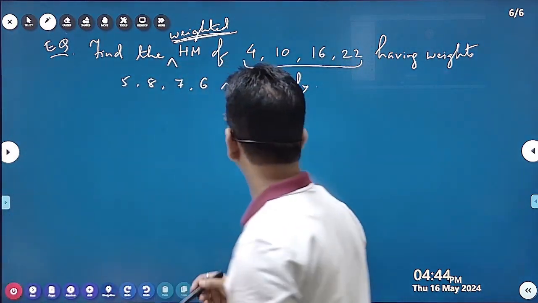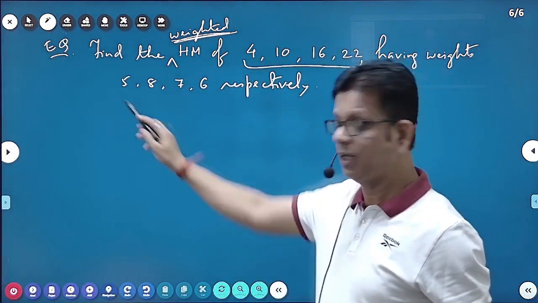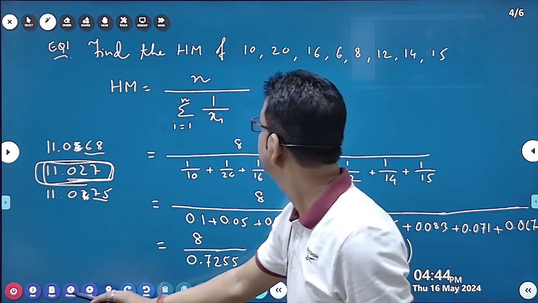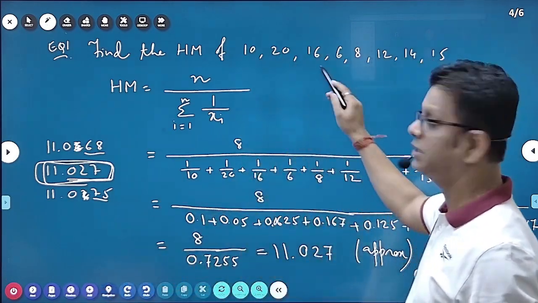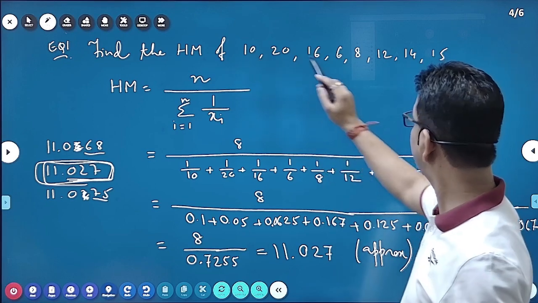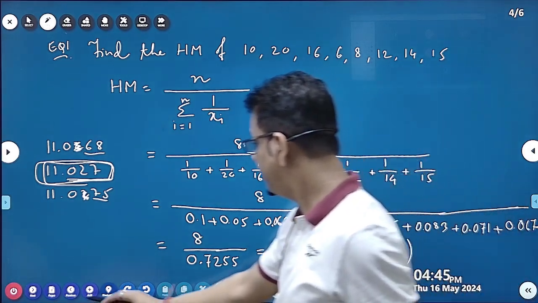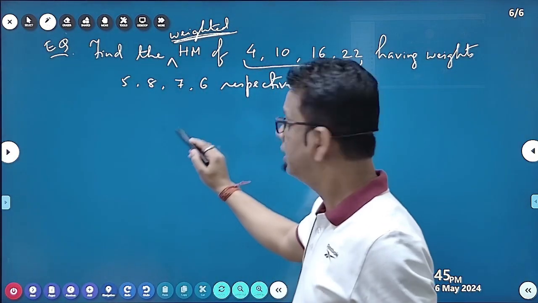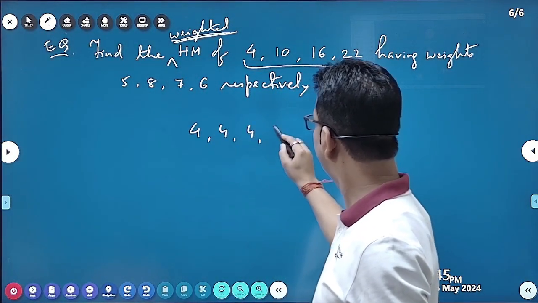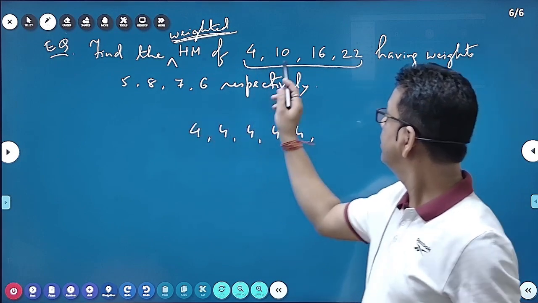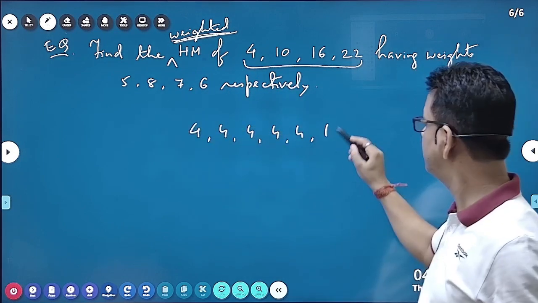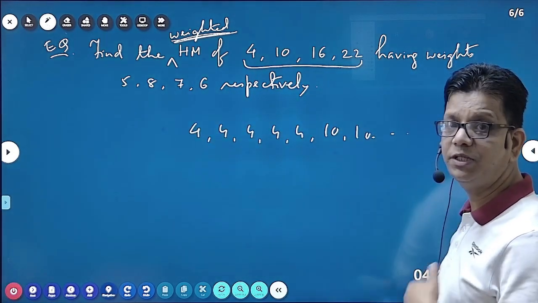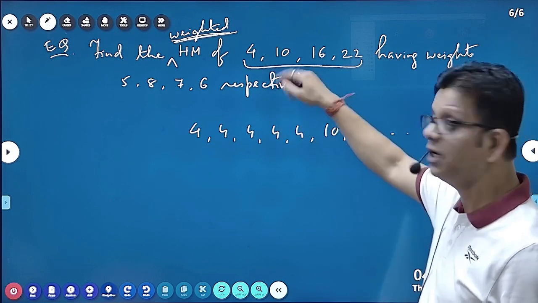Having weight means, it is easy. 4 is there 5 times. The way I gave it in the first example, 10, 20, 16, 6, okay? So they are there for one time, yes or no? But now having weight means 4, how many times will be there? That means like 4, 4, 4, 4, 4, comma. 10 how many times? That is what weight is. Is it okay?